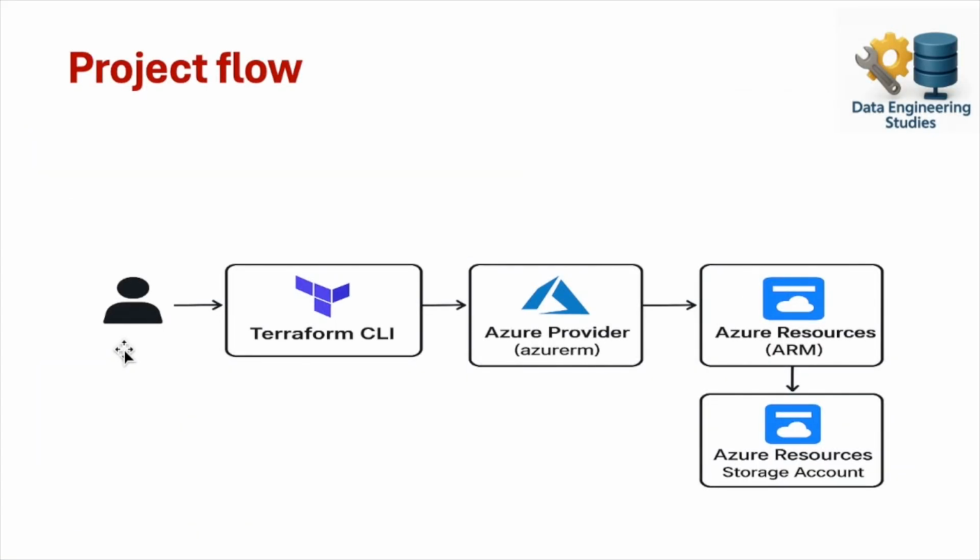As a developer, we will write the .tf file with the resource definition such as storage account and the resource group, and we will use Terraform CLI, and we will run the commands like init, plan and apply to process configuration. Next, we will use the Azure provider, that is the AzureRM. Azure provider is like a translator between Terraform and Azure. It translates the Terraform configuration into Azure REST API calls.